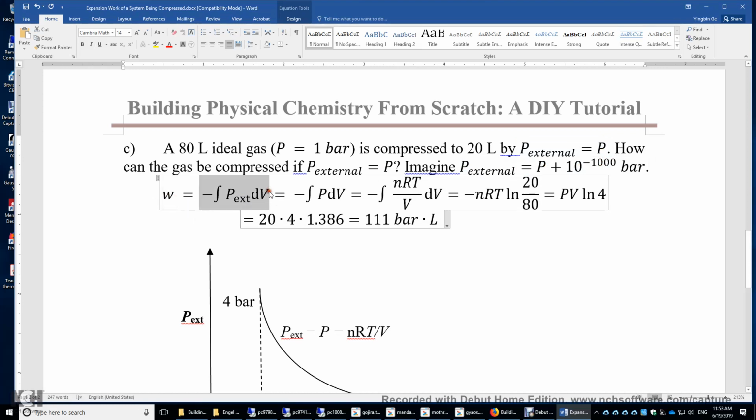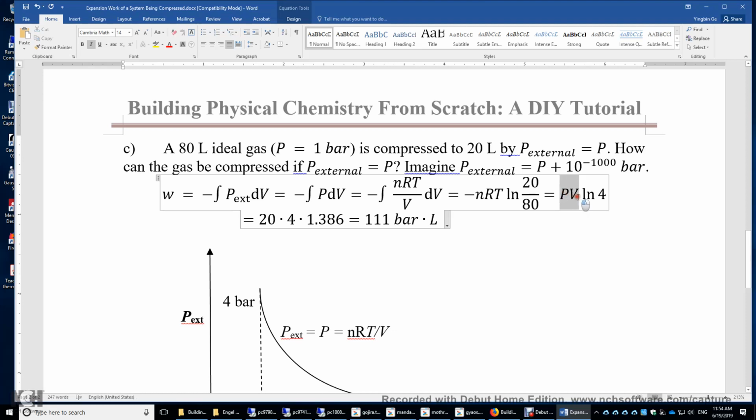Again, we use the initial equation for work. This is the original equation for work. We always use this equation to compute work, but in this example, P external equals P, so we replace P external with P, and P equals nRT over V for the ideal gas, and then we can integrate this nRT over V. We get negative nRT times the natural logarithm of V final divided by V initial. And because it's an isothermal process, we can use initial PV or the final PV because the temperature does not change. Therefore, the product of PV does not change either.